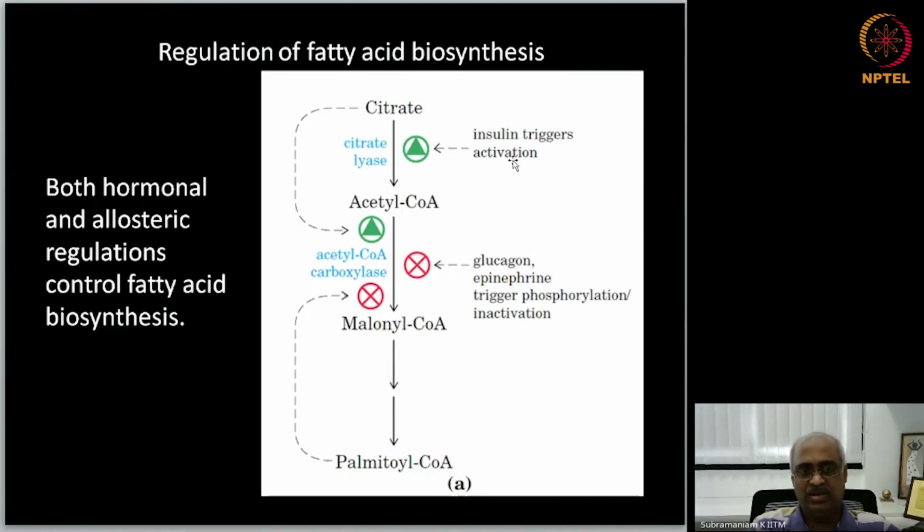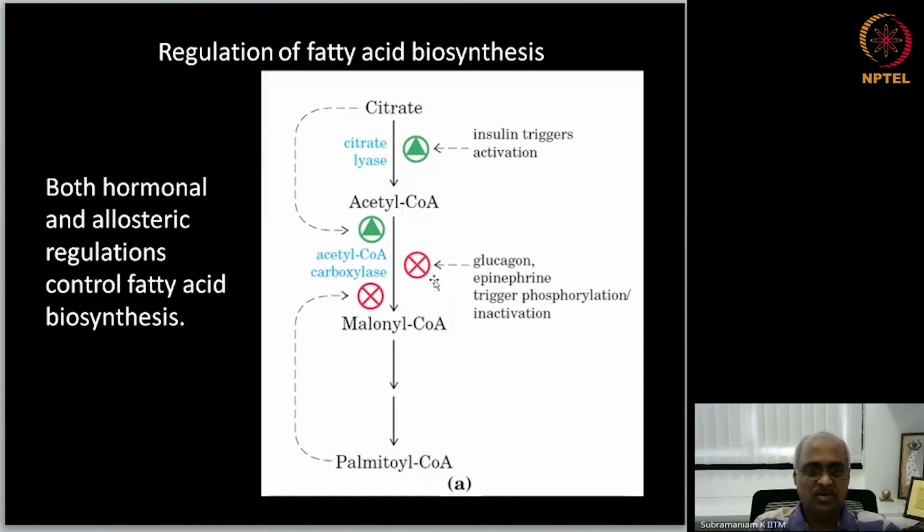And the third new information today is insulin, which is secreted when you have high glucose. When you have high glucose, then only you will have high citrate. So this one promotes citrate lyase in the cytoplasm. This is the one that is going to cleave citrate and generate acetyl-CoA in the cytoplasm. So that one activates the citrate lyase. And this fourth point we have seen yesterday.